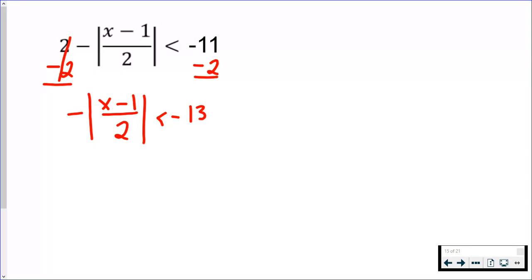Now I need to get rid of the negative in front. So if I multiply both sides by -1, or if I divide both sides by -1, it's the same thing. Either way, we need to get rid of that negative. Now, remember, when you have an inequality, you need to flip the sign if you have multiplied or divided by a negative, and that still applies in this example.